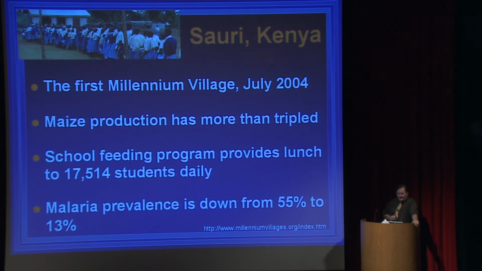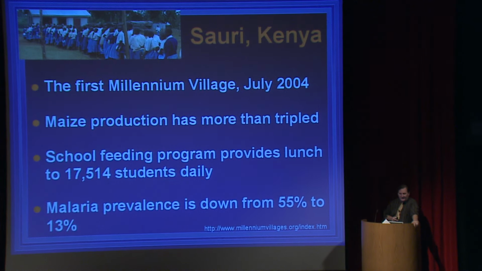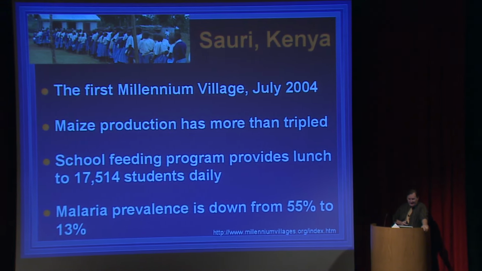So begun in July 2004, because of agriculture technology being imported and technology training done for the people, the production of maize has more than tripled, so of course that really helps solve the hunger problem. There's a school feeding program that serves 17,000 students per day. And in this case, malaria, which was a terrible killer there, is down a great deal in prevalence. So simultaneously, the people doing this project were working on disease prevention, on remedying poverty, on agriculture sustainability, and on remediating hunger. And so this has been a real success.